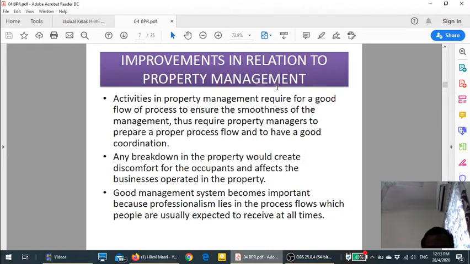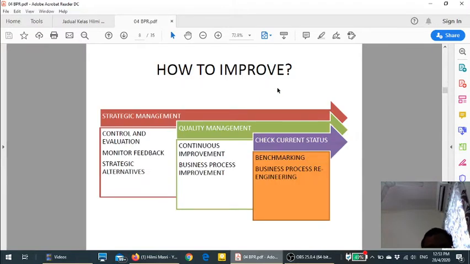So improvement in relation to property management, like I said, we already went through this one. How are we going to improve? On the part of the management, we have to look at strategic management and quality management. For strategic management, you conduct aspects on the macro level. You control and evaluate, you monitor the feedback that you get from the tenants, the strategic alternatives. For quality management, you always try to conduct continuous improvement and business process improvement.